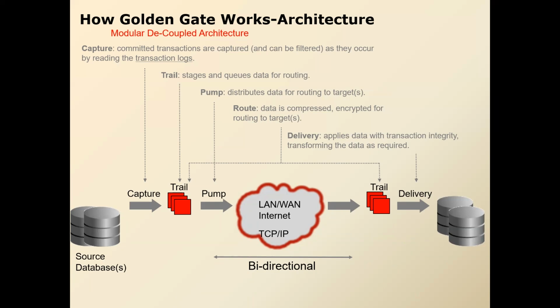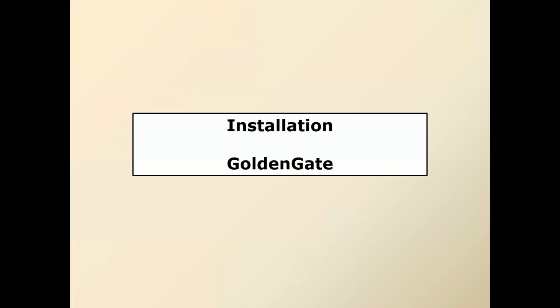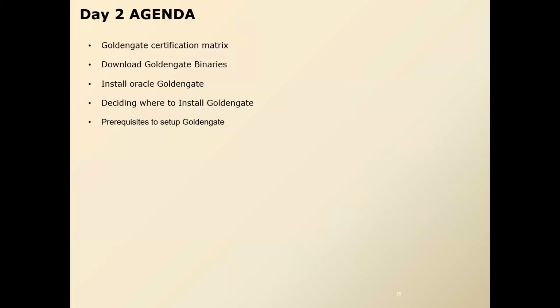Now, before you can configure Oracle Golden Gate, you need to install it. Before the configuration can be done, you need to install. And to install Oracle Golden Gate, you need to have certain checks in place before you can proceed to download and install it. So let us now discuss how to install Oracle Golden Gate. Before installing, we need to download. From where do we need to download, and what are the considerations? Let us discuss that.